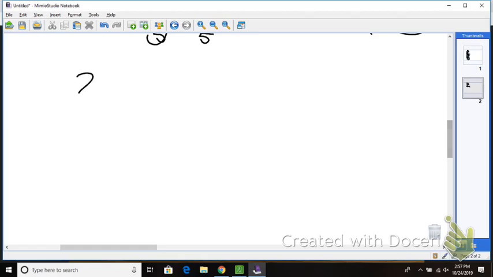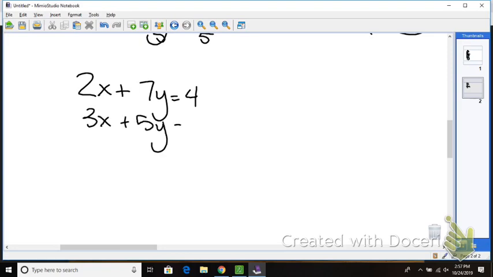But now notice with these two that I give you. 2x plus 7y equals 4. And 3x plus 5y equals -5.